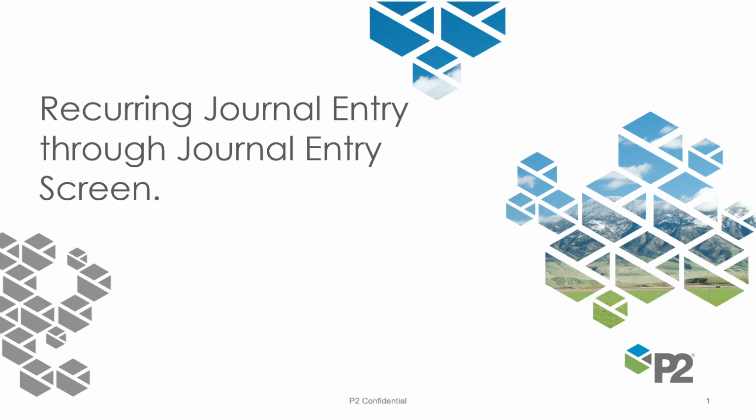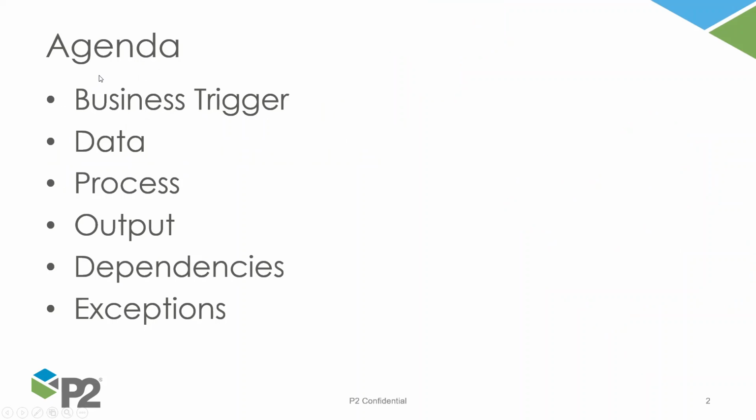Hello, in this video we are going to see how to perform a recurring journal entry through the journal entry screen. Let's take a look at the agenda. First we'll see what business trigger initiates this process. We'll see the data involved, the process itself, the output, then the dependencies and the exceptions.